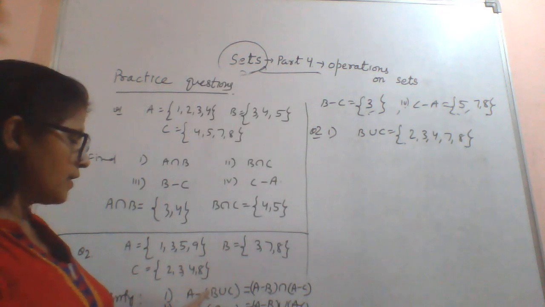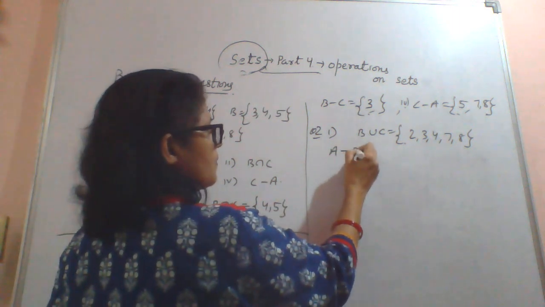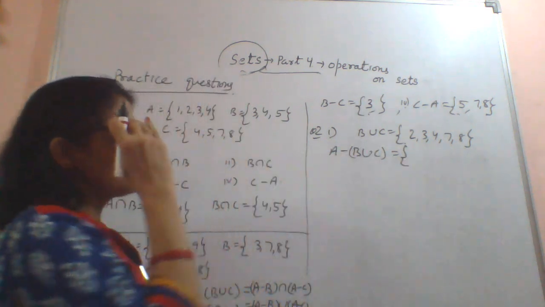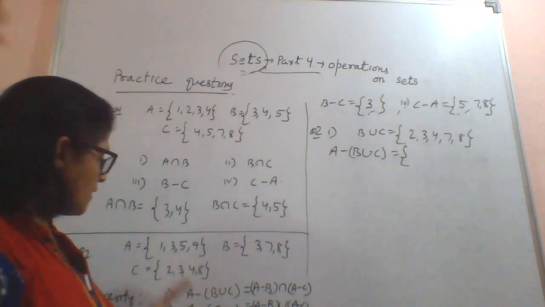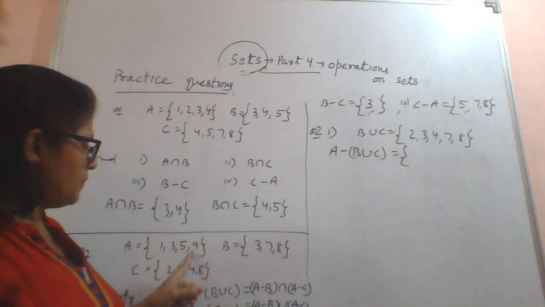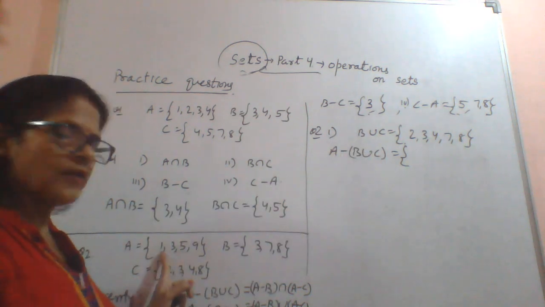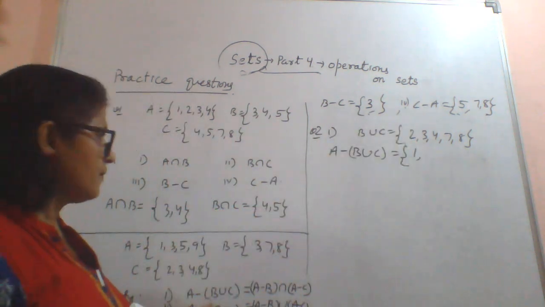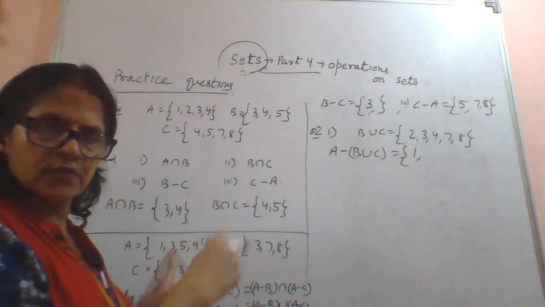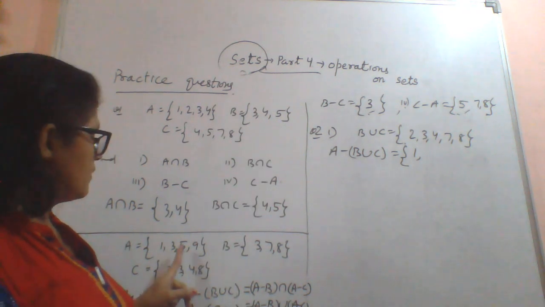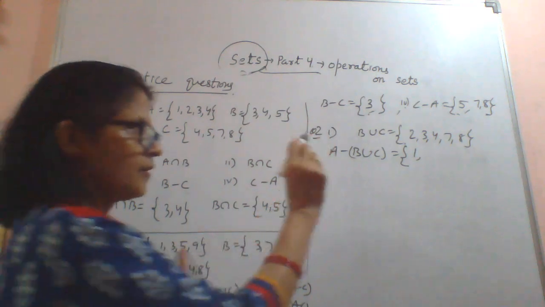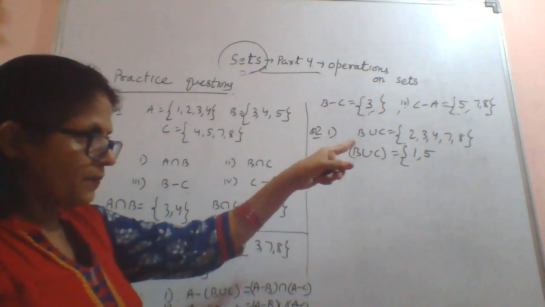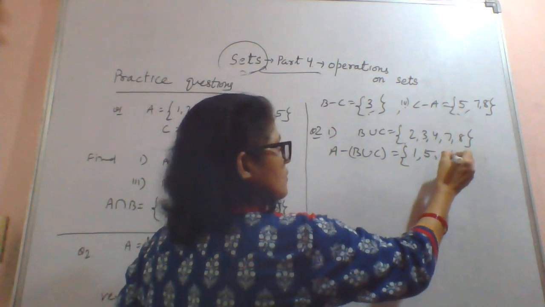Now A difference (B union C). A difference (B union C) equals what? It will be in A, it will not be in B union C. A is 1, 3, 5, 9. B union C is this. So 1 is in A but not in B union C, so 1 can be taken. 3 we have in both, so we will not take it. 5 is in A, not in B union C, so we can consider 5. 9 is in A, not there, so it is okay.